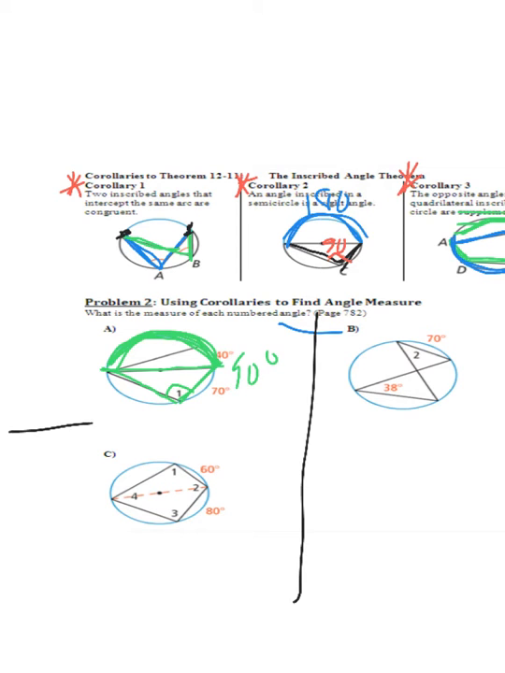Okay, so that's what we're going to have. For B, we're looking for angle 2. Angle 2 has these two chords. If you look, this other angle has chords here, and it has a 38-degree angle. They share chords, and they share an arc. That's going to be corollary 1. So angle 2 is going to be 38 degrees.